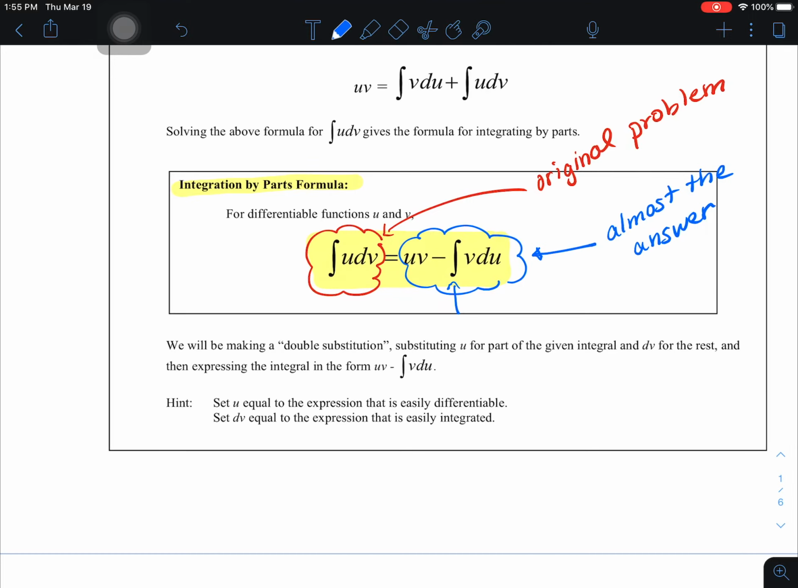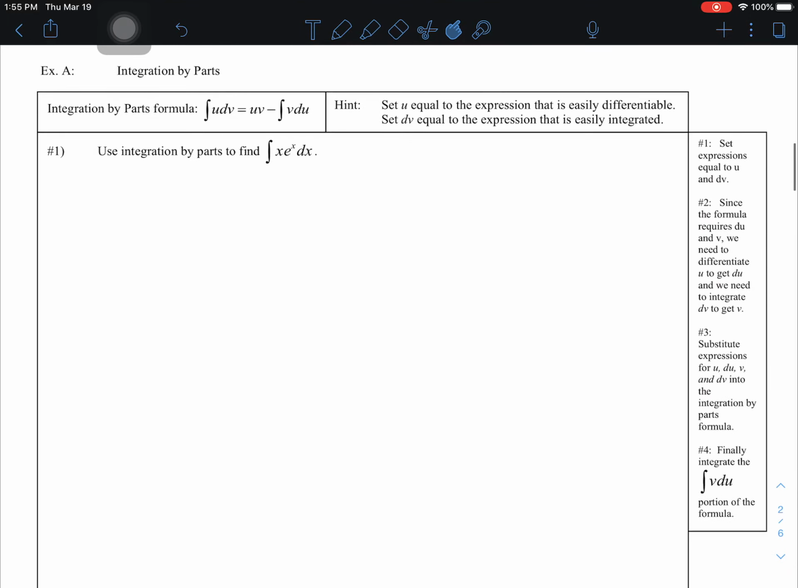Okay, so I'm going to move to our first example, and we're just going to walk through this one slowly. I want to draw your attention to the fact that this box all the way on the right side has steps in it that I would really encourage you to reference, that talk you through these problems. Your focus needs to be, first of all, comparing this original problem to the left side of the formula.